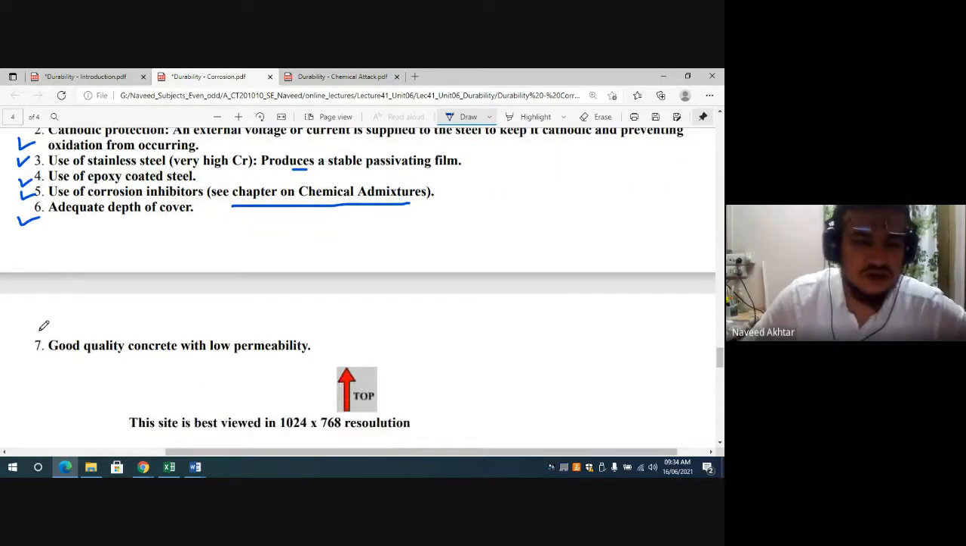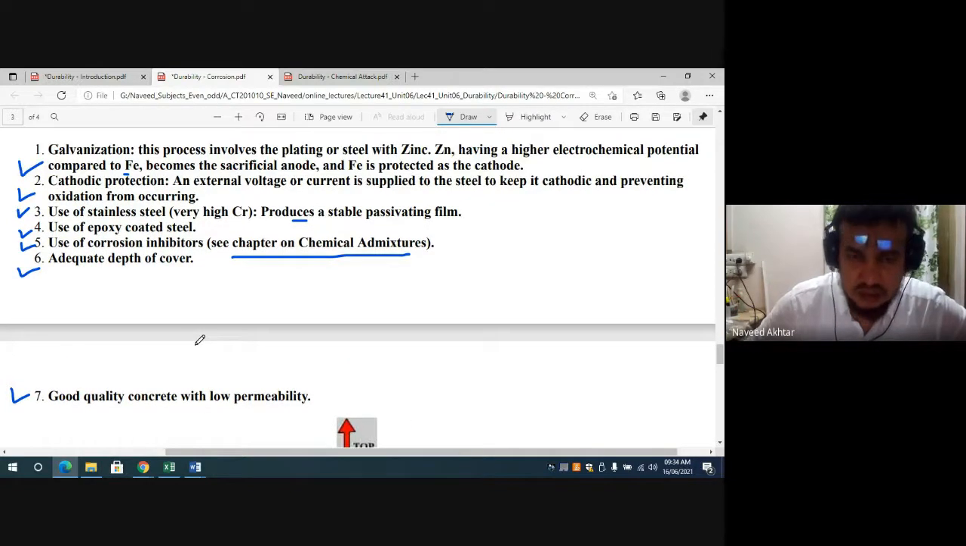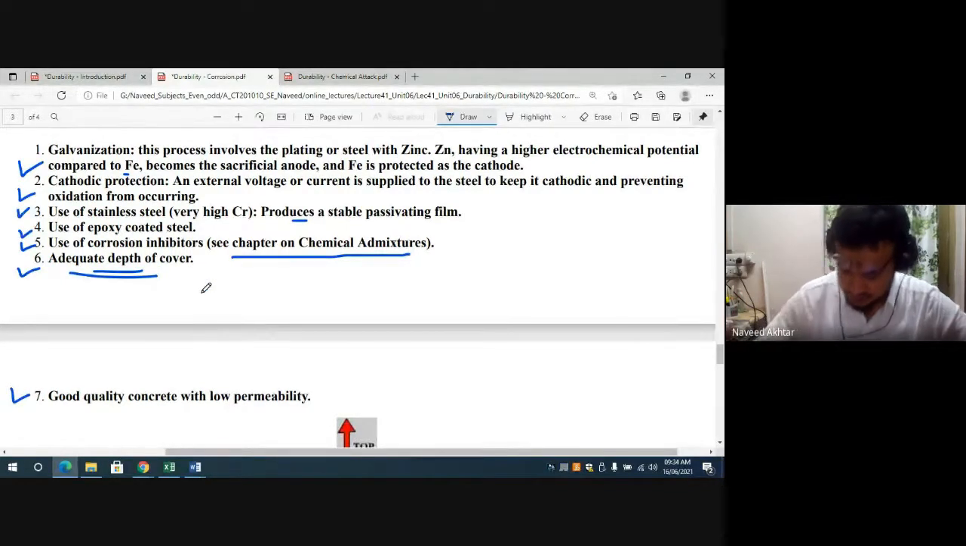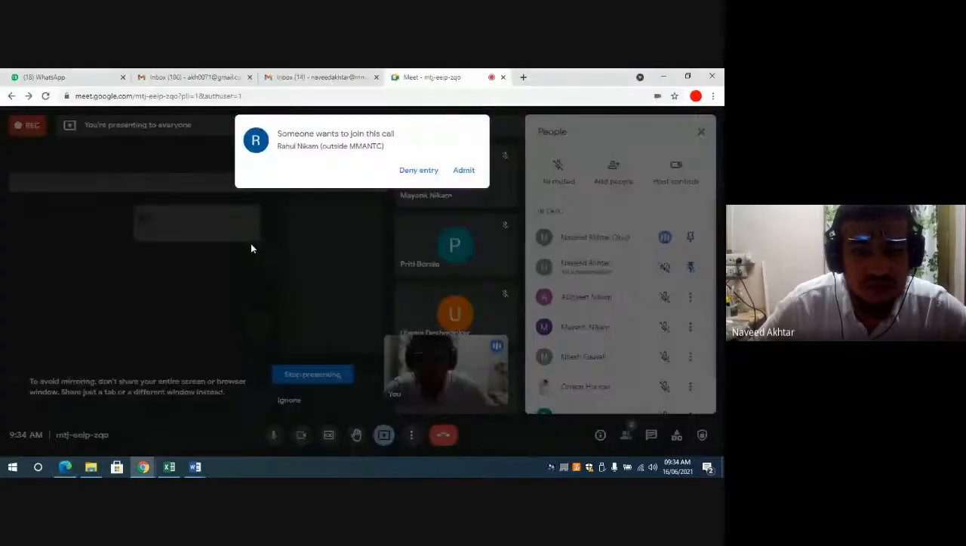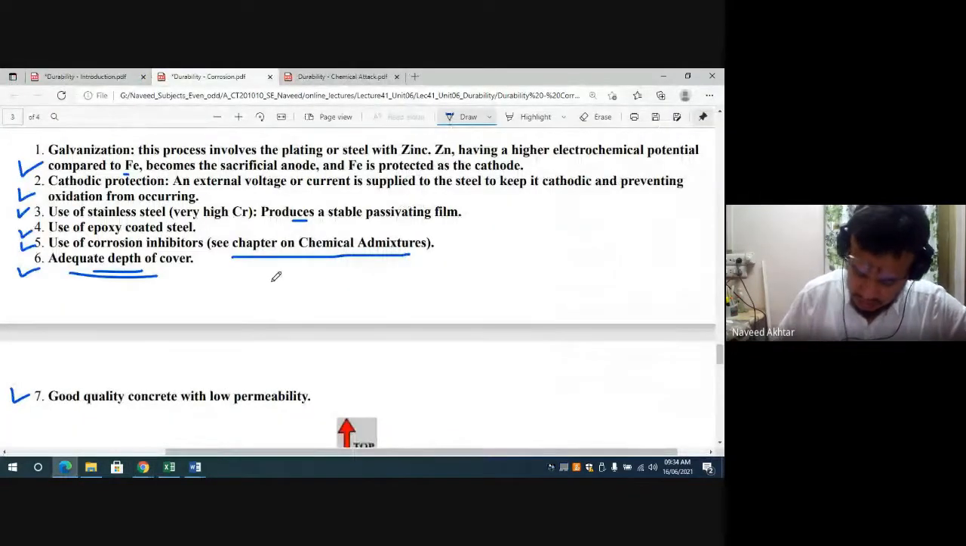Good quality concrete with low permeability also helps, because it avoids the ingress of harmful gases at that location. If there is good quality concrete and good cover to the reinforcement, that's why the cover for reinforcement is also related with the exposure condition or environmental condition of your concrete, where you are placing the concrete.